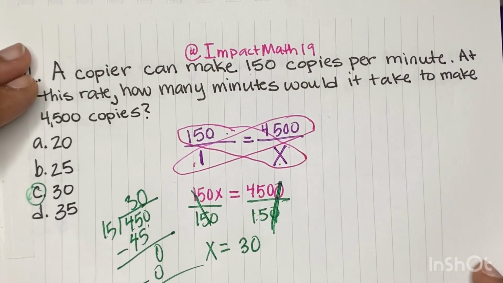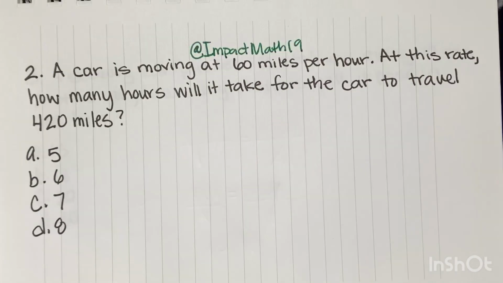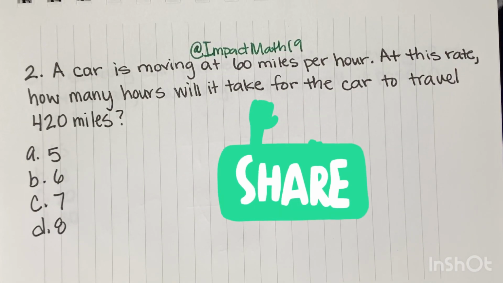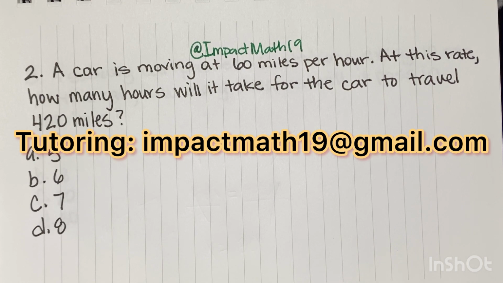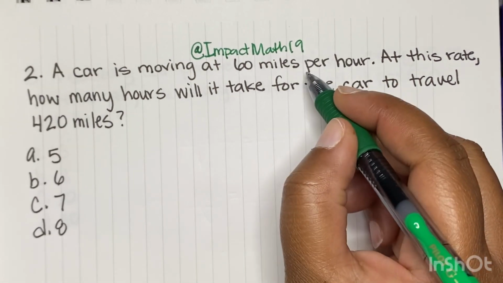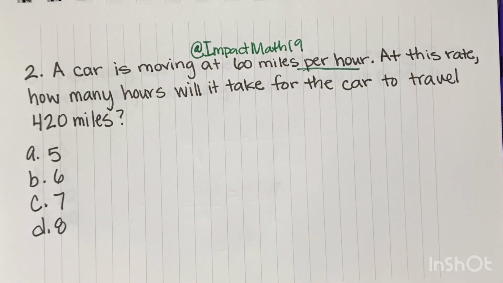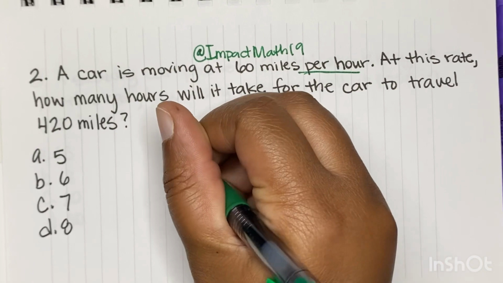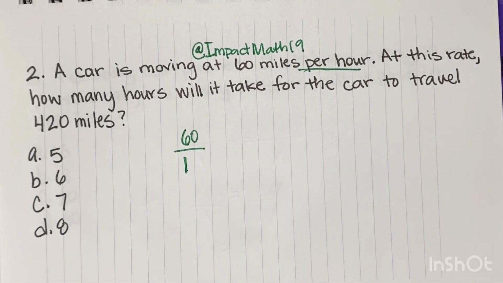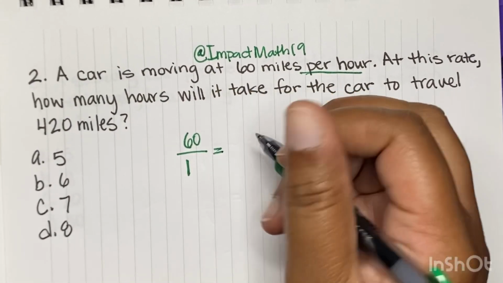Alrighty, let's jump on to the next. Number 2, a car is moving at 60 miles per hour. At this rate, how many hours will it take for the car to travel 420 miles? Again, this is that trickery, right? Per hour. So our first fraction is 60 over 1 hour, okay? We're gonna set that equal to.